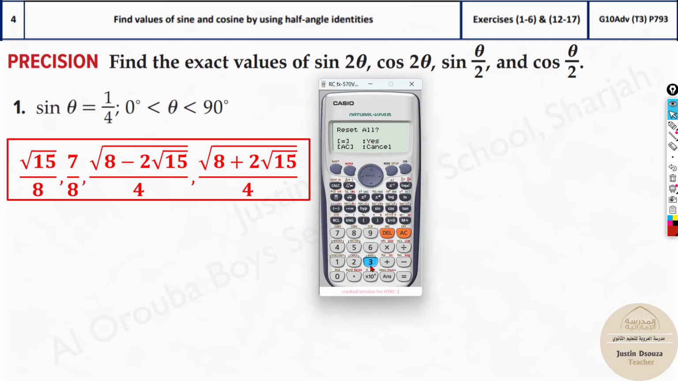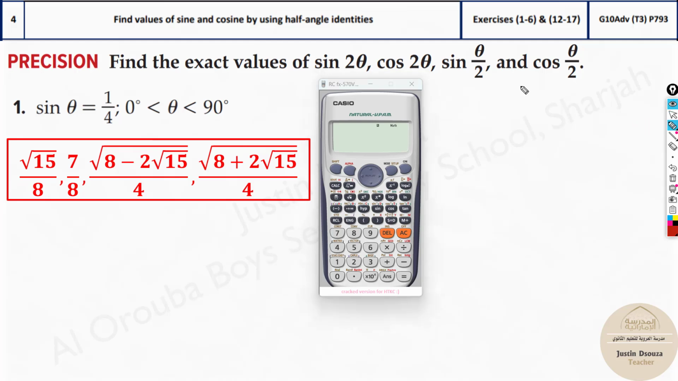It's better we clear the calculator every now and then. Now, first thing you need to remember is don't use degree mode. These are trigonometric functions. Shift mode and use 4. This is now in radian mode, so I can directly substitute these values. These are all in radians, okay? This is given, sine theta is 1/4.